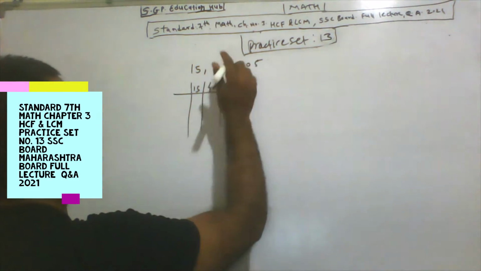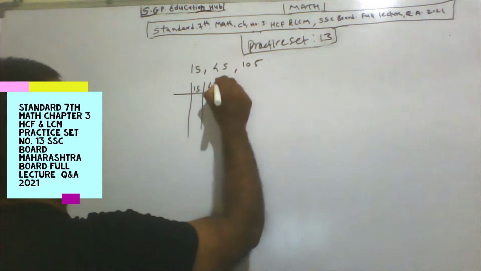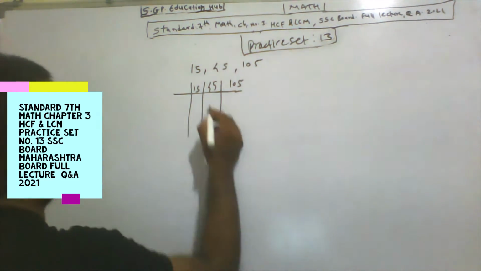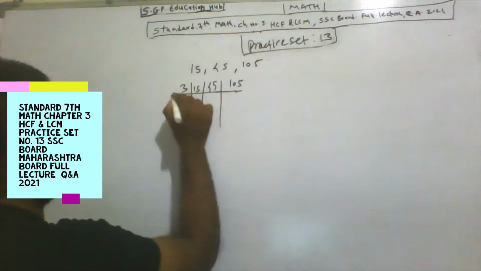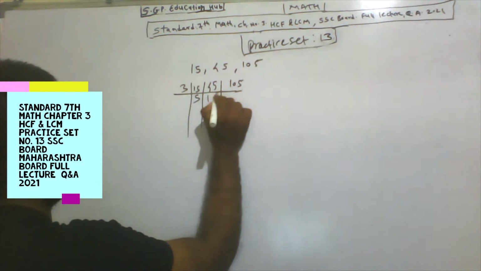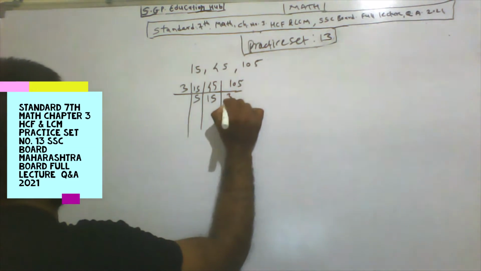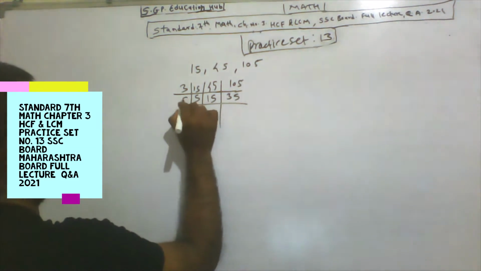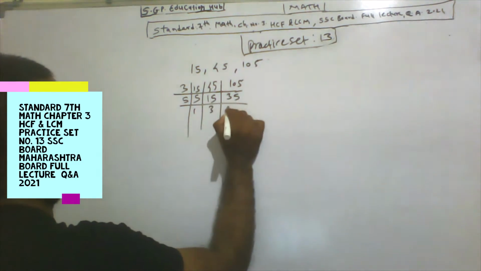Okay, LCM of 15, 45 and 105. First, all three can be divided by 3. 3 fives are 15, 3 fifteens are 45, 3 thirty-fives are 105. Now the remaining numbers can be divided by 5. 5 ones are 5, 5 threes are 15, 5 sevens are 35.